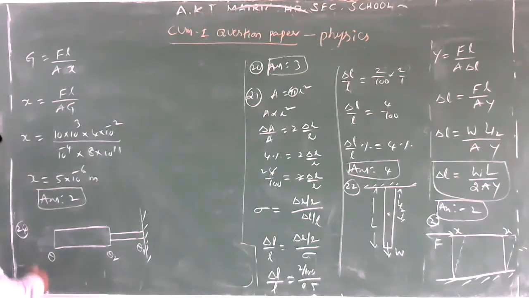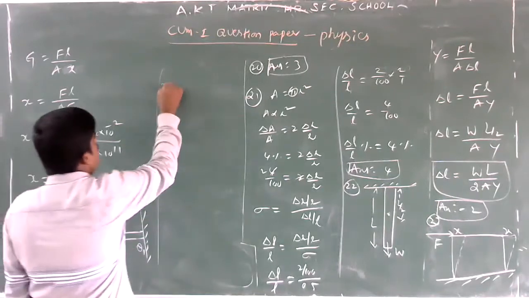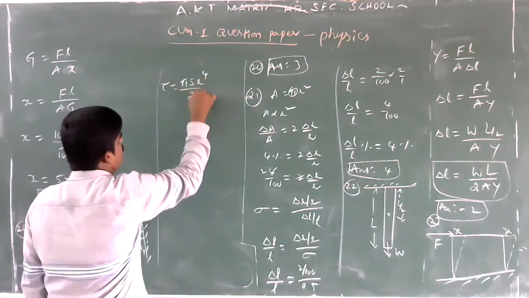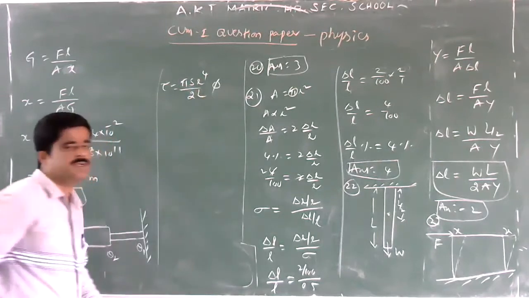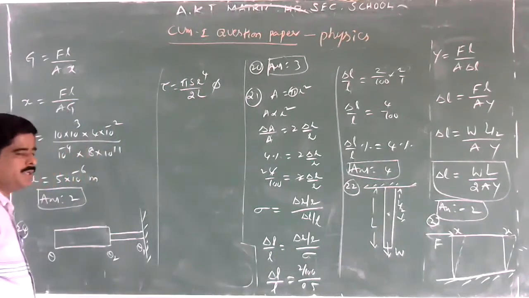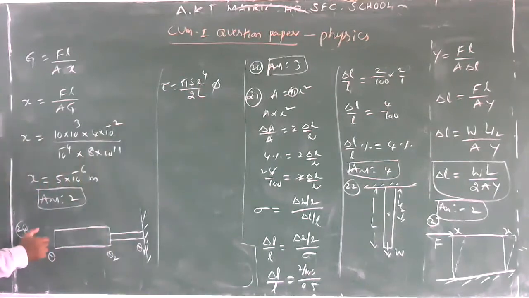Here actually the torque acting on both rods is the same. Torque remains constant. So the torque term is equal to pi s r power 4 by 2l into phi, where phi is the twist angle, l is the length, r is the radius. For the longer rod, the twist produced is theta. That means the same torque acts on both rods.